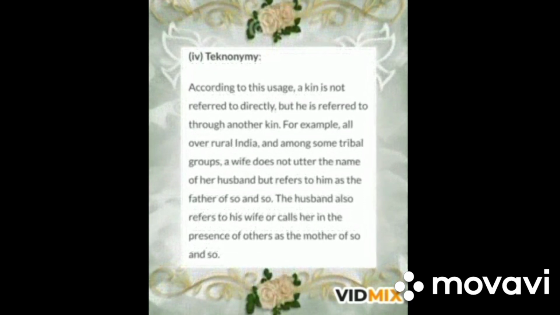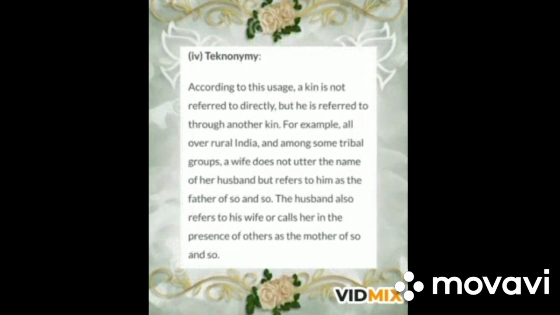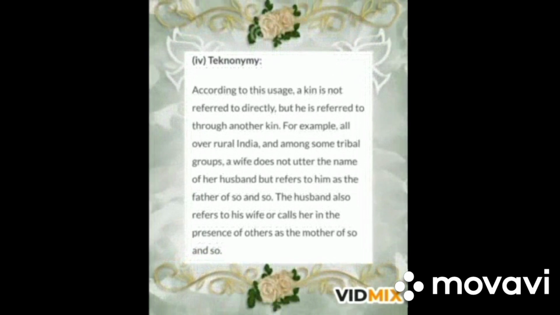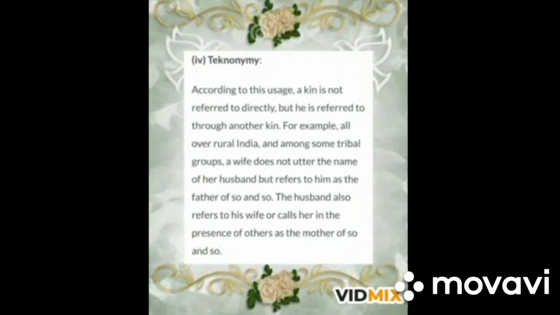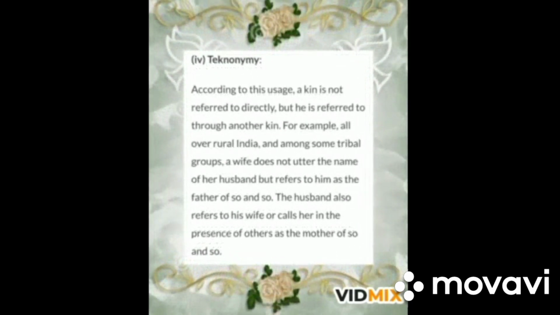Teknonymy. According to this usage, a kin is not referred to directly but is referred to through another kin. In a traditional Hindu family, the wife does not directly utter the name of her husband but refers to her husband as the father of so and so.